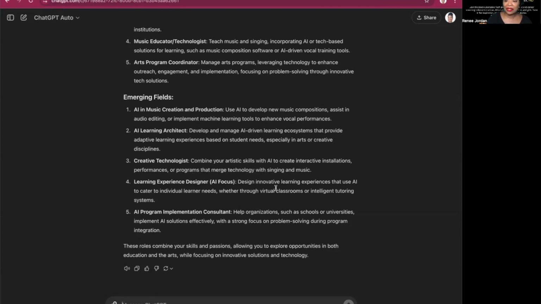Design innovative learning experiences that use AI to cater to individual learner needs, whether through virtual classrooms or intelligent tutoring systems. AI program implementation consultant helps organizations, such as schools or universities, implement AI solutions effectively with a strong focus on problem solving during program integration.